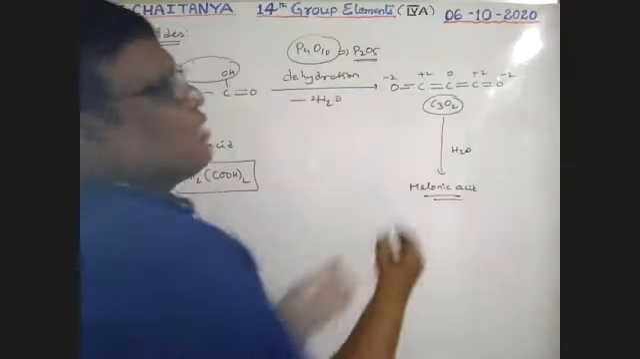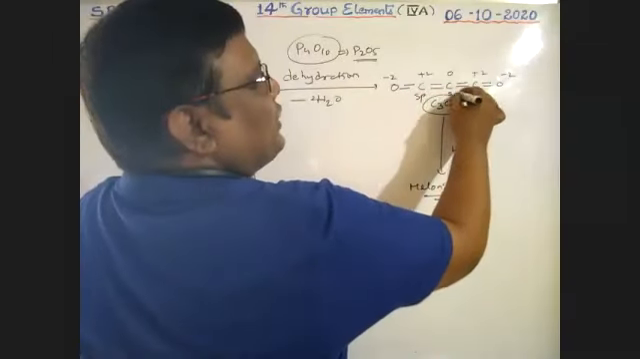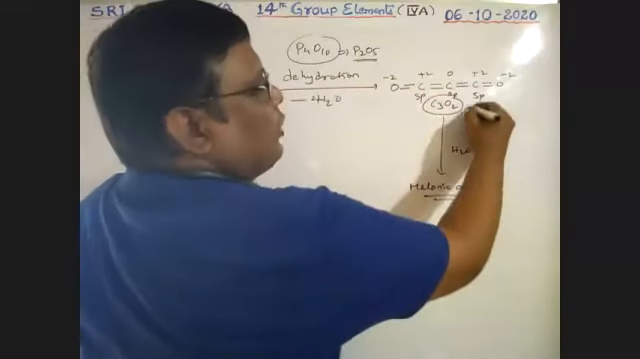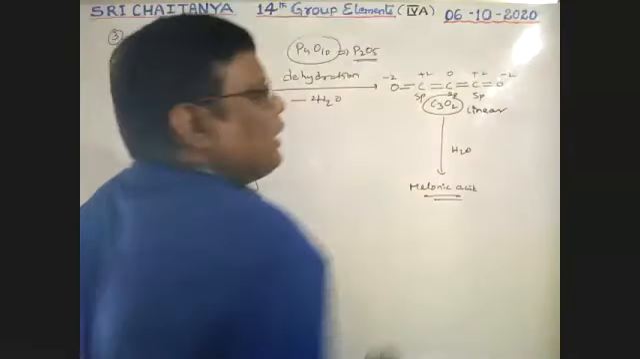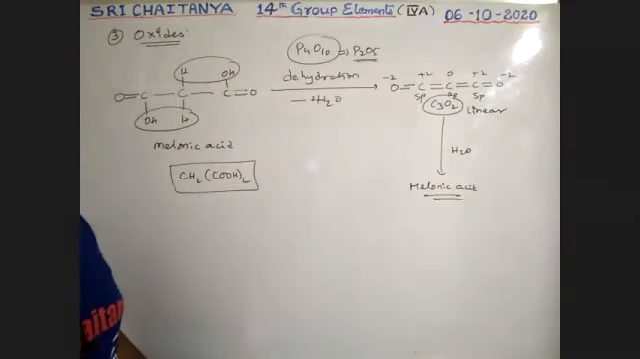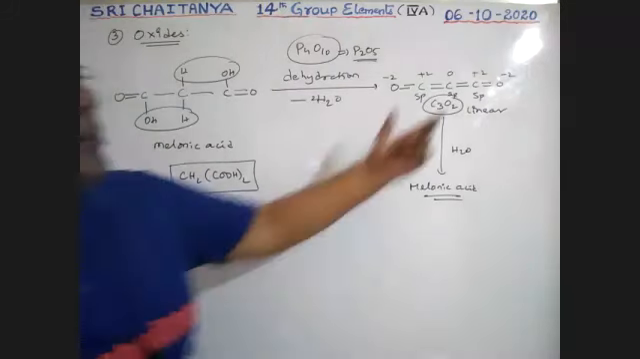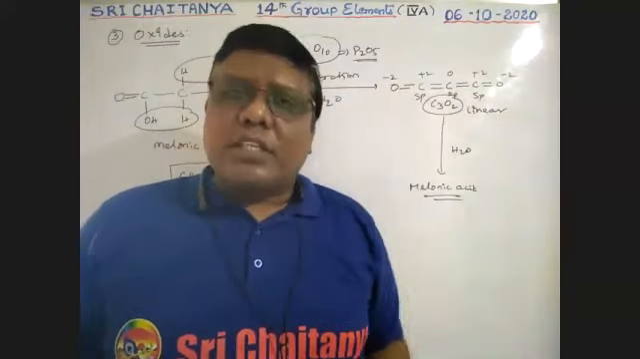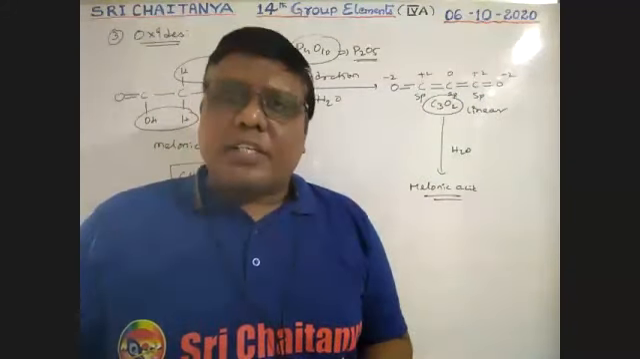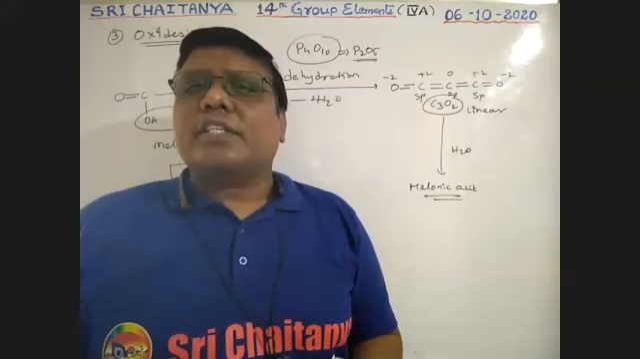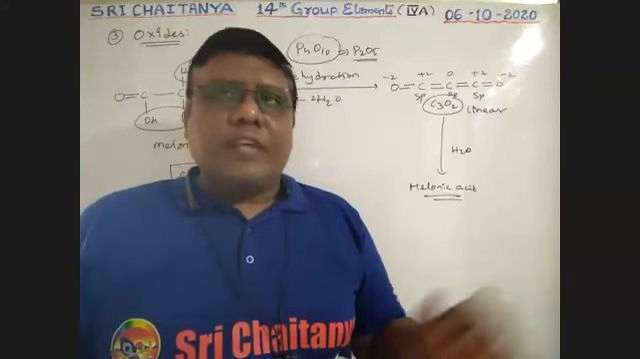Every carbon is in sp hybridization, a linear molecule. So what are the oxidation states of carbon? The middle carbon has zero oxidation state. The two terminal carbons have +2 oxidation state. Both the oxygens have -2 oxidation state. Yes, it is for advanced.